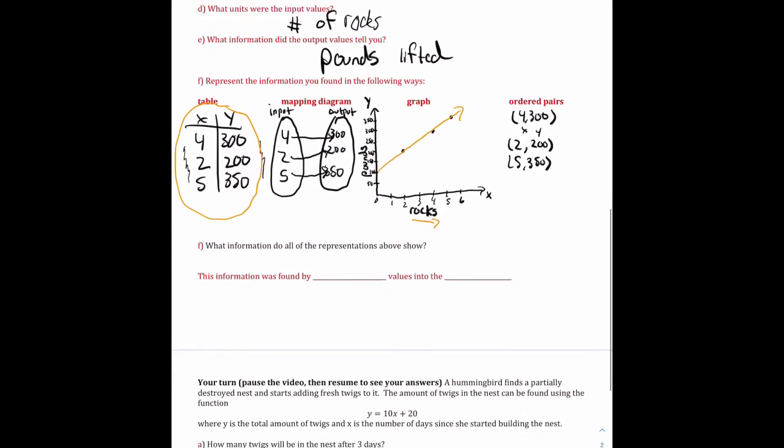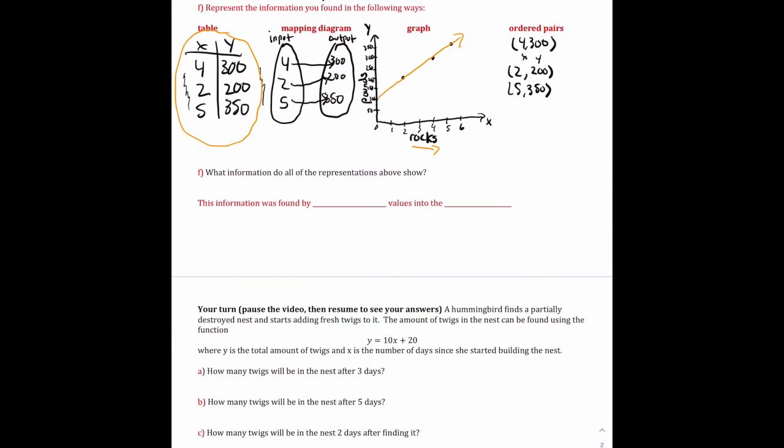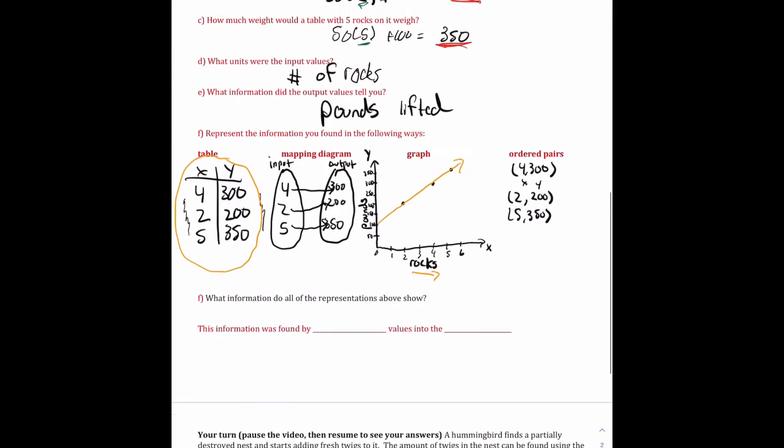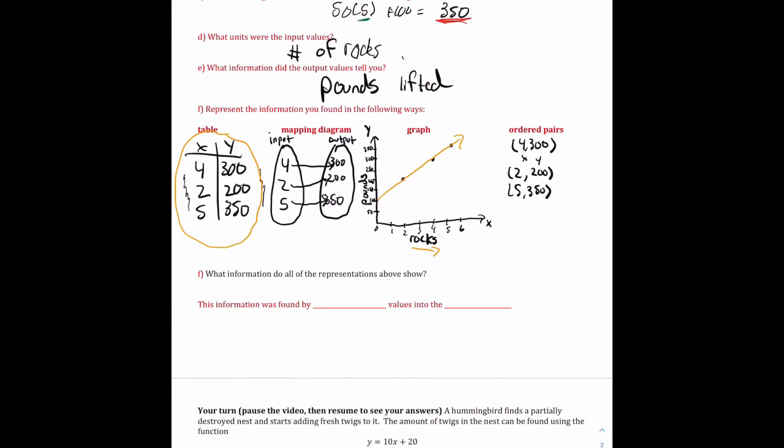All right, so what information do all the representations above show? It all shows, well, what are we measuring? We're measuring the number of rocks and the pounds lifted. So it shows the weight depending on the number of rocks. You know, the more rocks on the table, the heavier it gets.